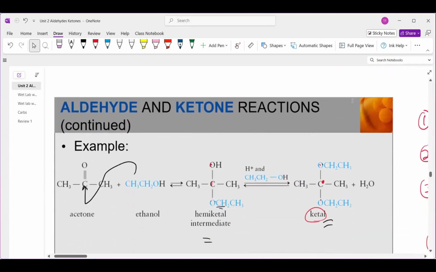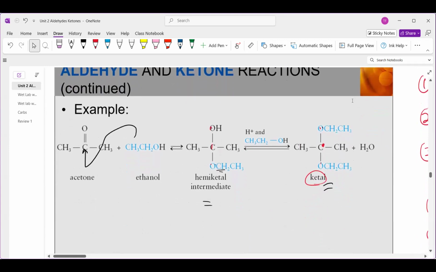Okay, well, let's look at a ketone example. So here is our anomeric carbon. And here we have primary backbone, secondary backbone. So that alcohol is going to attach to the anomeric carbon here. So here is our primary and secondary backbones. We add under acidic conditions.